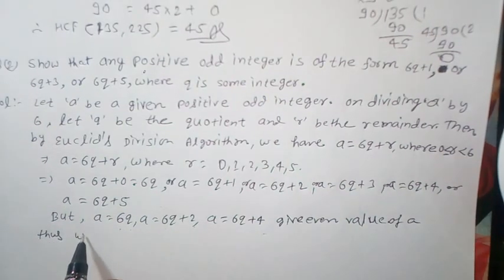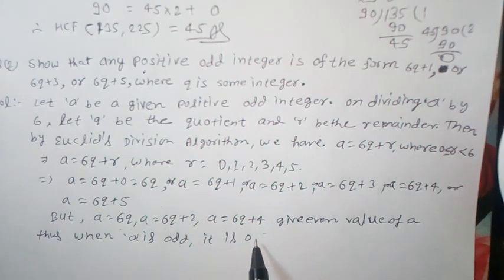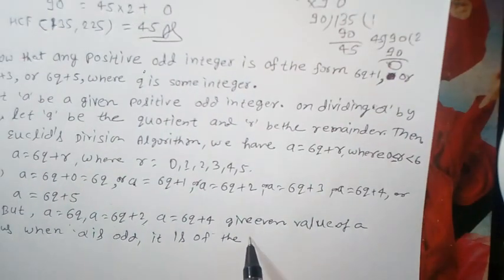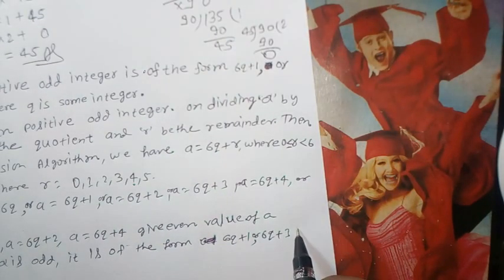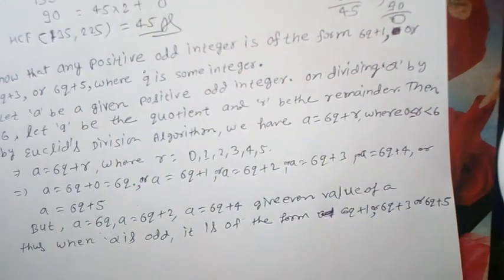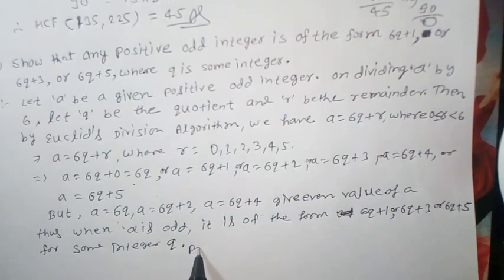Thus when a is odd, it is of the form 6q plus 1, 6q plus 3 or 6q plus 5 for some integer q. That's all, proved.